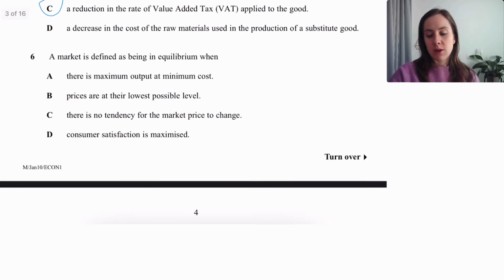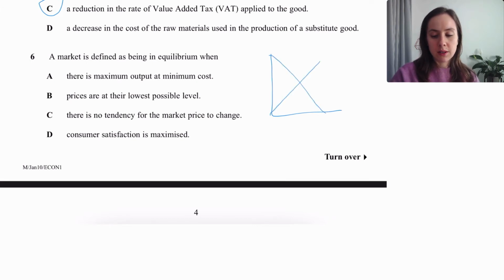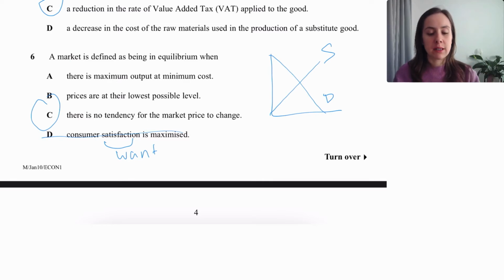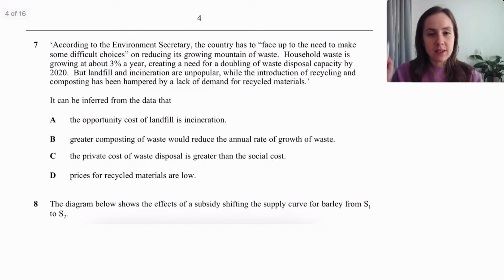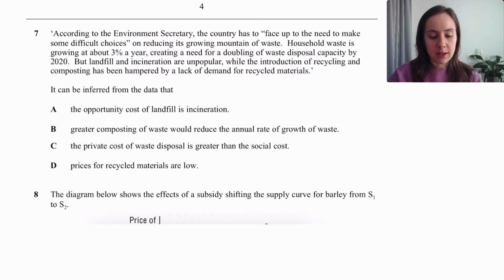A market is in equilibrium when you've got supply and demand equal to each other. Consumer satisfaction, that's an odd word, it's more of a want, and so you need to account also for the ability to buy something. They haven't given us supply equal demand, so I guess it's going to be C. That when it's in equilibrium, there's no tendency to change because there's no excess demand, there's no excess supply or anything. Watch out for these ones, make sure you only talk about what they have actually said.